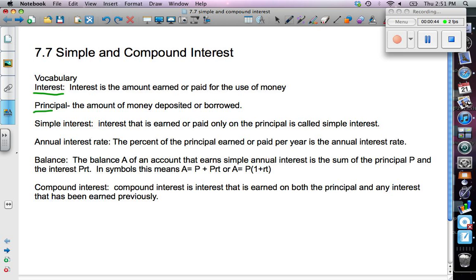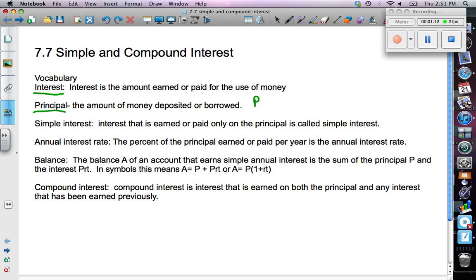Principal is the amount of money deposited, like into a bank account, or borrowed, either one of those. And we're going to denote this as a P when we use it in equations. Simple interest is interest that is earned or paid only on the principal, so the initial amount you borrowed or deposited. That's called simple interest. And that'll make more sense as we go later.